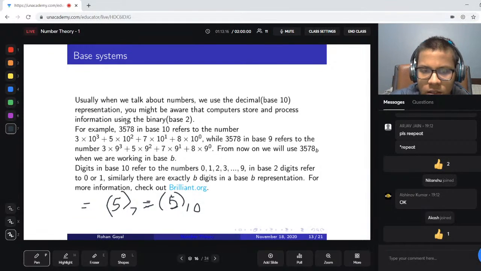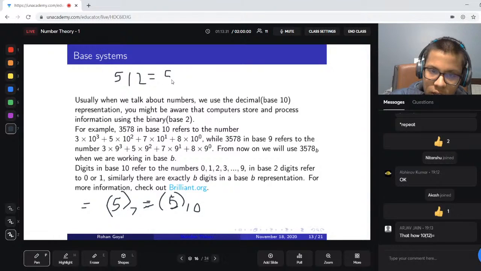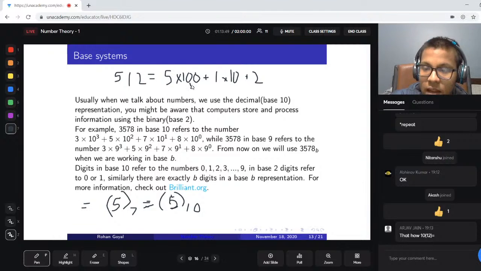Okay. So remember in school, in lower grades, we studied how to write the expanded form of a number, where we had to write it like this. So for example, 512 would be 5 into 100 plus 1 into 10 plus 2. Similarly, this is 10 squared, so this was base 10. I can use any base system I want.